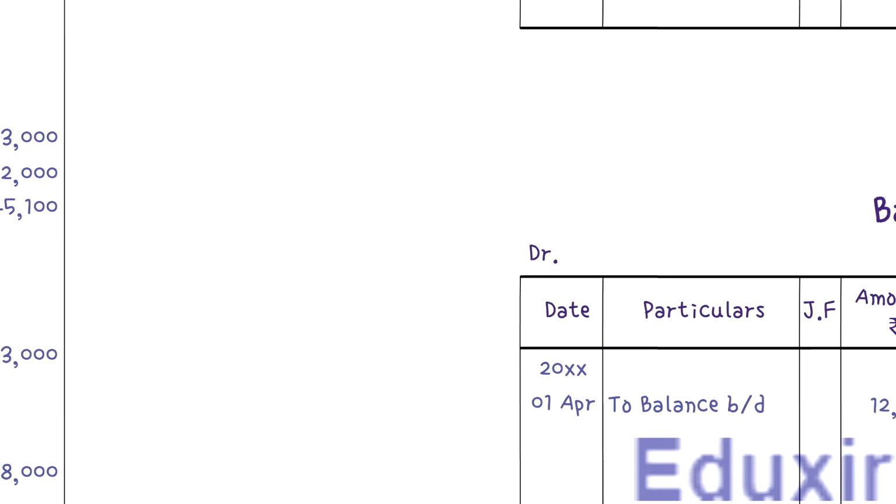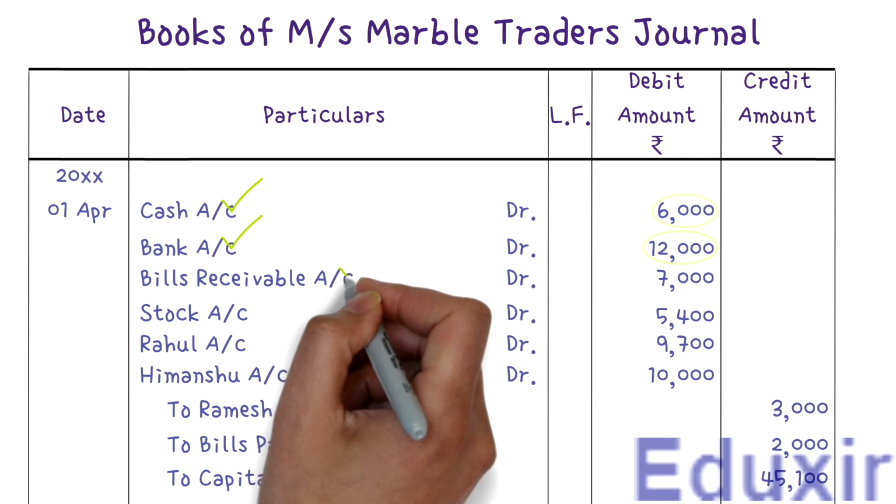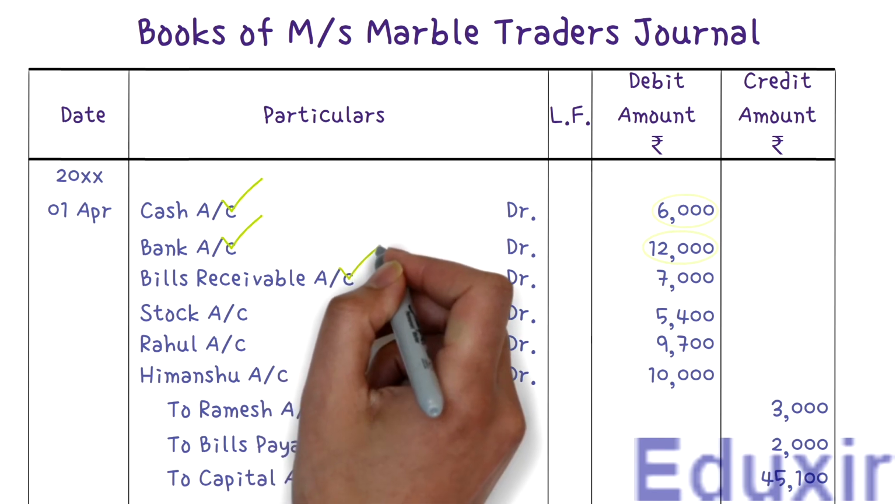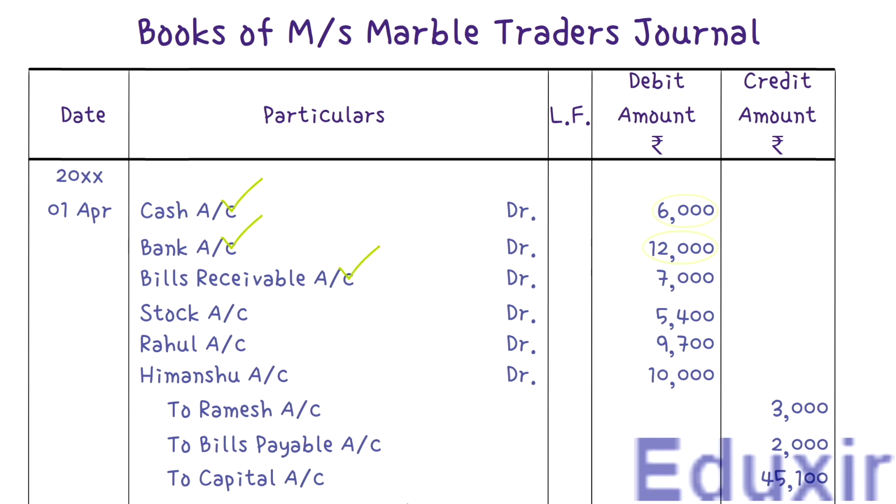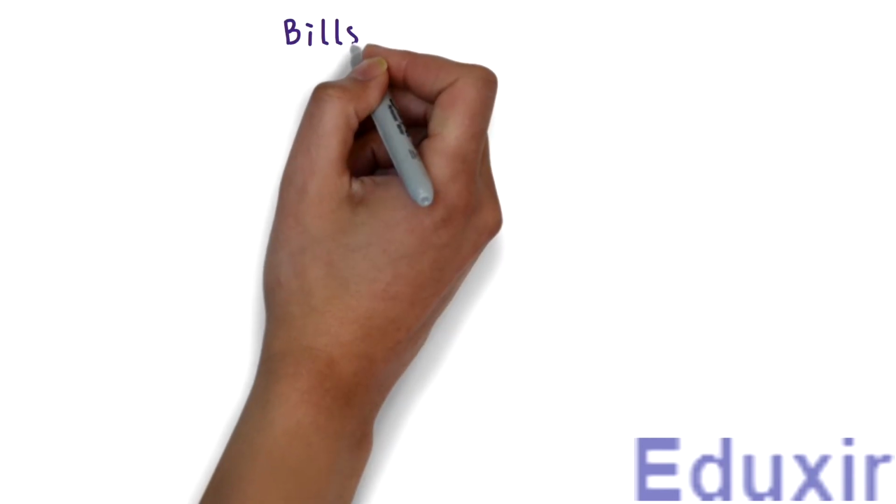Let us now take up the next entry. As the name suggests, it needs to be posted on the debit side of bills receivable account and the debit amount is 7000 rupees. Note that the details that need to be posted into the particulars column is balance brought down. For posting this entry, we need to create a ledger account for bills receivable as it is not yet created. Let us first write the title as bills receivable account.